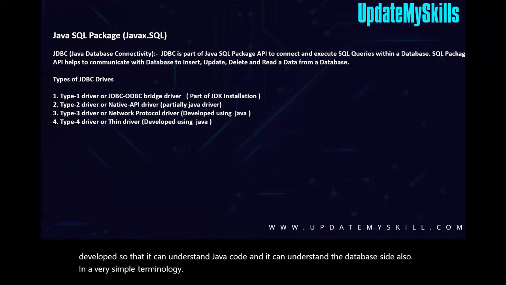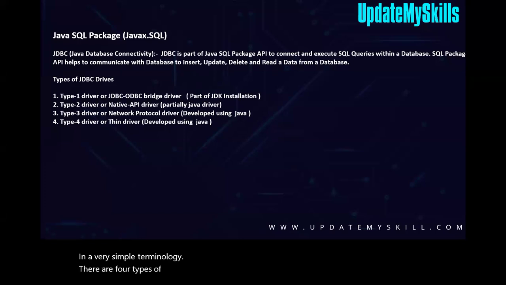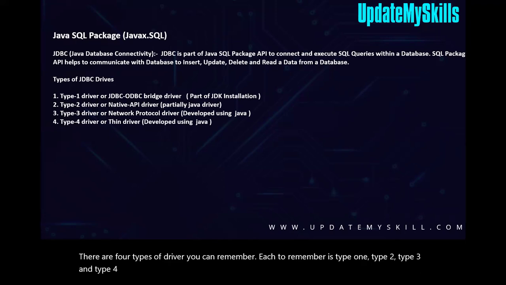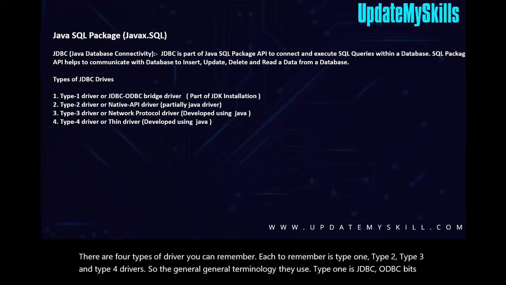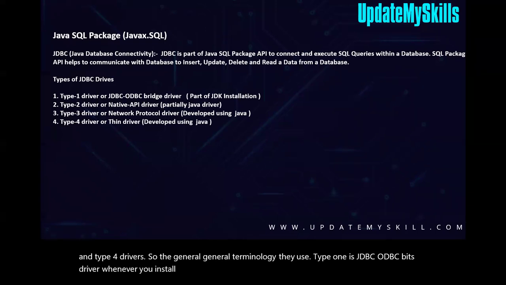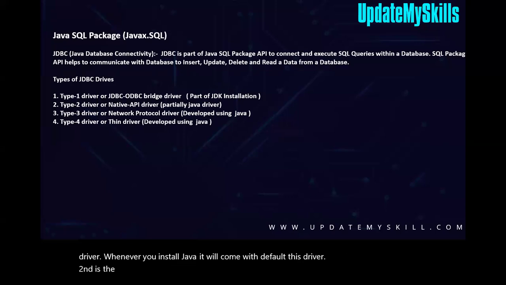There are 4 types of drivers. It is easy to remember: type 1, type 2, type 3, and type 4 drivers. The general terminology they use: type 1 is the JDBC-ODBC bridge driver. Whenever you install Java, it will come with this driver by default. Second is the native API driver, a partially Java driver. It may not be completely developed in Java.